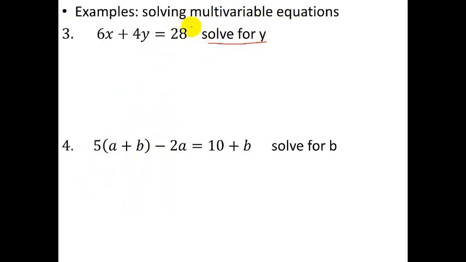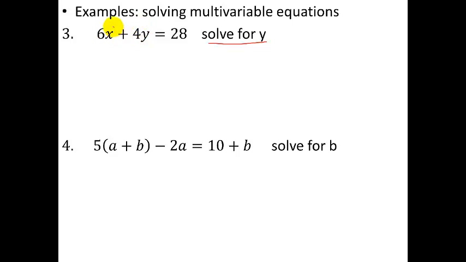Solve for y. So in this equation we have both x and y. In fact, this is an equation of a straight line, a linear equation. But to solve for y, we want to get y by itself. So right now we have a 6x and a 4y. You might think this y is multiplied by 4, so I want to divide by 4. And that's true. You will eventually divide by 4, but remember, when we're solving equations, we do PEMDAS backwards.